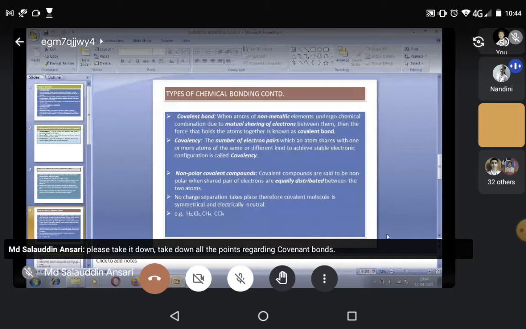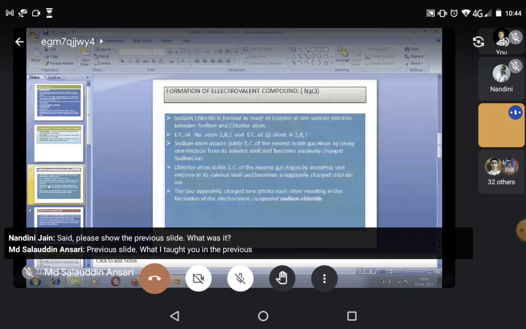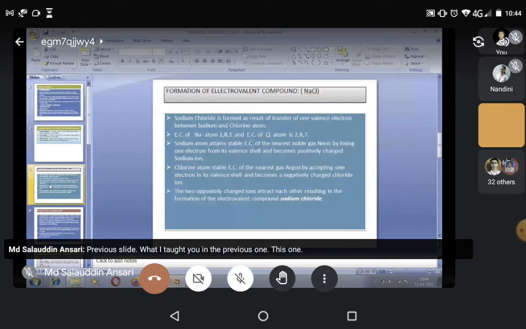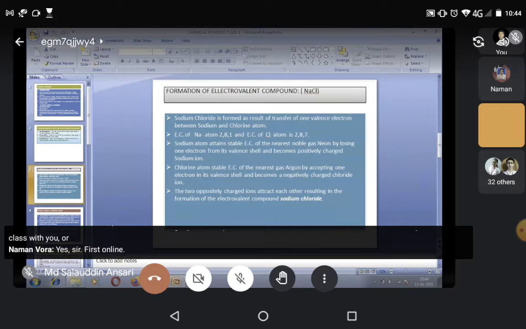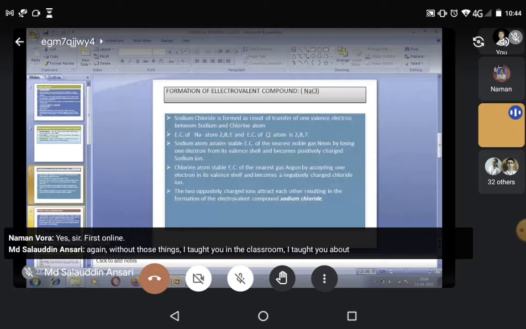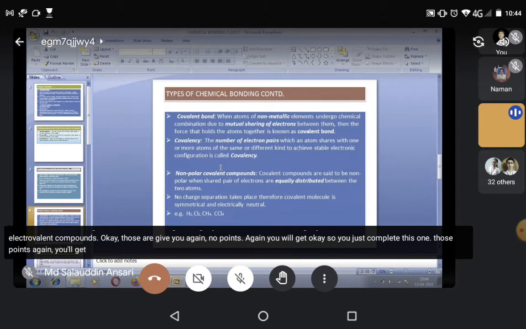Sir, please show the previous slide. It's like what I taught you in the previous one. I think this is the first class. First online class with you. Yes, sir. Those things I taught you in the classroom, I taught you about the characteristics of electrovalent compounds. Those points you will get again. So please complete this one.